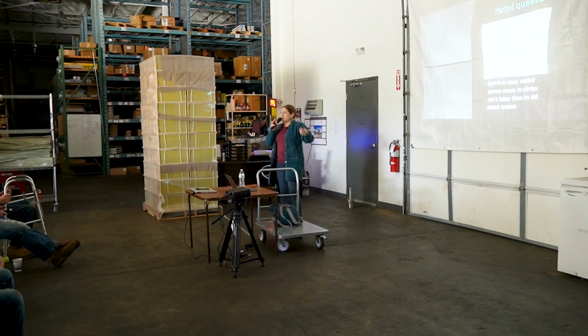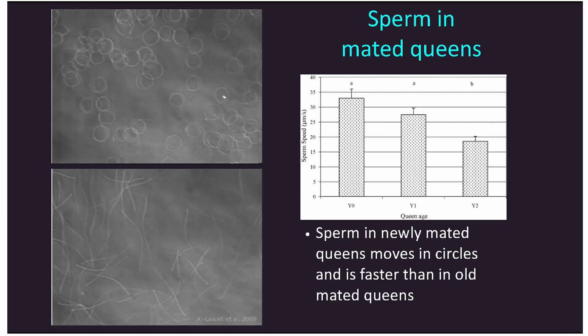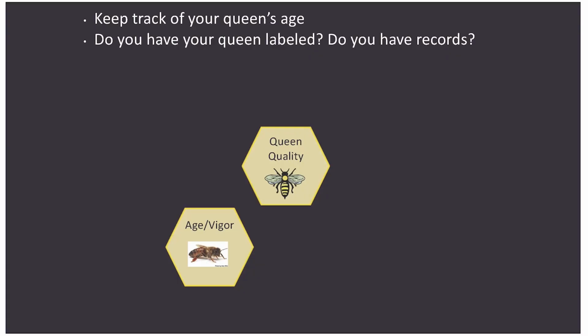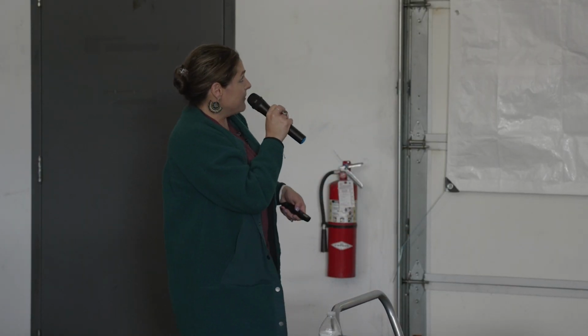And so oxidative stress is happening inside the spermatheca of the queens. That's yet another reason why ultimately we or the bees have to replace the queen, because she is running out of steam, and she's becoming more sluggish, and the sperm in her spermatheca is also more sluggish. So we need to keep records of our queen. Do you have her labeled? Do you know if the queen you have is actually the queen you thought you had, right?